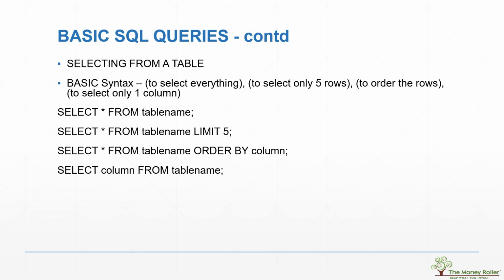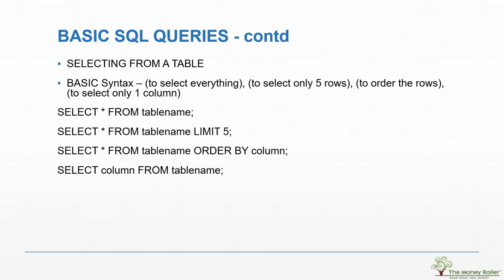Very easy and very basic. Star means all rows, all columns. Star with a limit means all columns but limited rows. Star and order by will order the rows by whichever column you prefer, and that is alphabetically or numerically depending on the column. And select column from table name will select only that particular column from the table name. If you want to select more than one column from a table name, you can do that. Select column 1, column 2, column 3 from table name. If the table has 30 columns and you just want 3 columns, you can do that too.